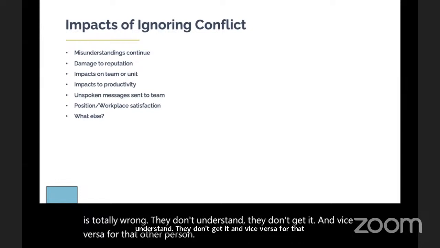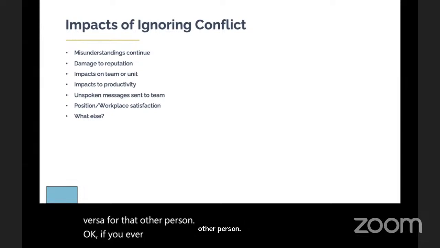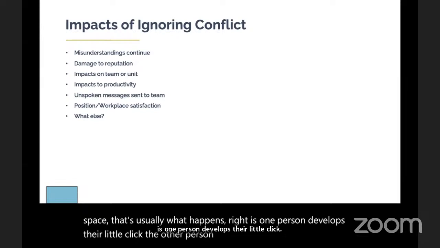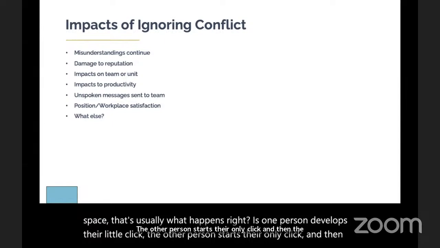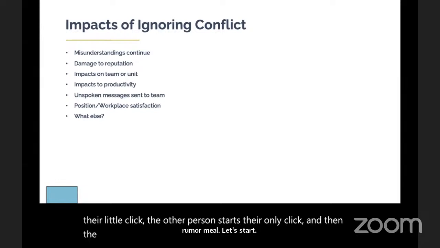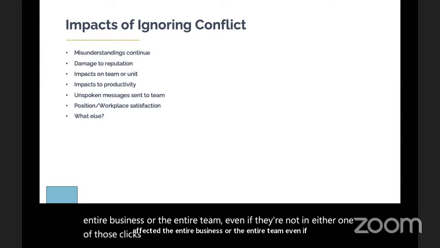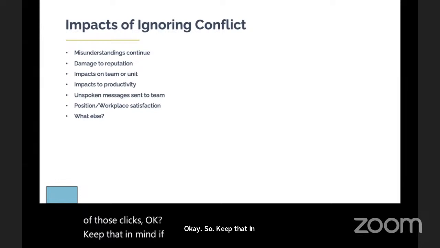Okay. If you ever have looked at conflict that happens in the office space, that's usually what happens, right? One person develops their little clique, the other person starts their own clique, and then the rumor mill starts to happen, and eventually it's affected the entire business or the entire team, even if they're not in either one of those cliques. Okay. So keep that in mind if you're just going to say in the beginning, we're going to ignore this. Okay.